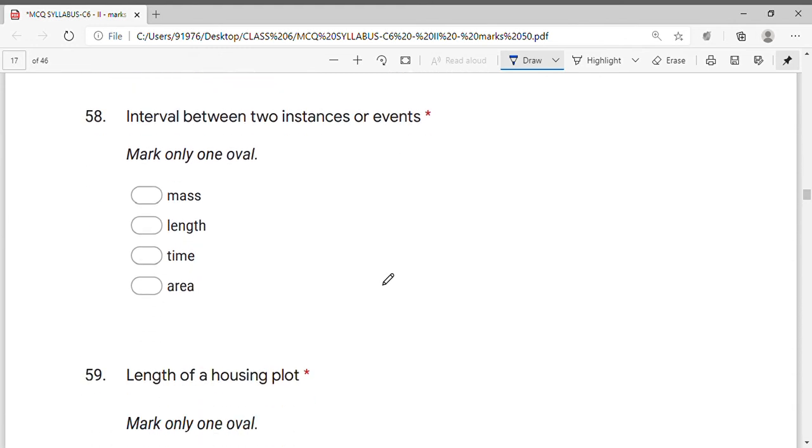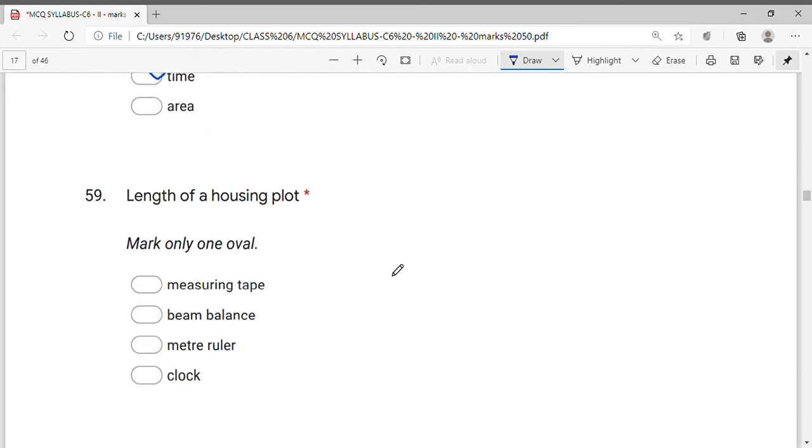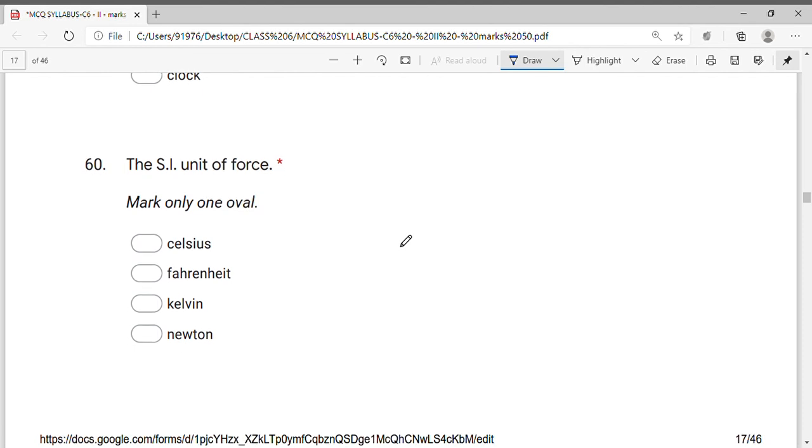Interval between two instances, that is the definition of time. Length of a housing plot is measured by using a measuring tape. And the SI unit of force is Newton. This was also discussed.